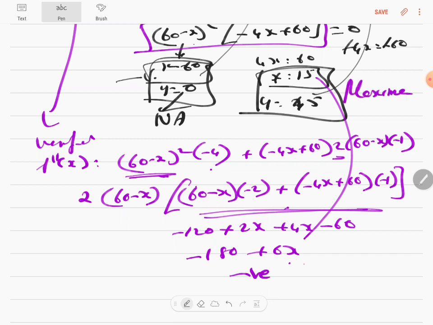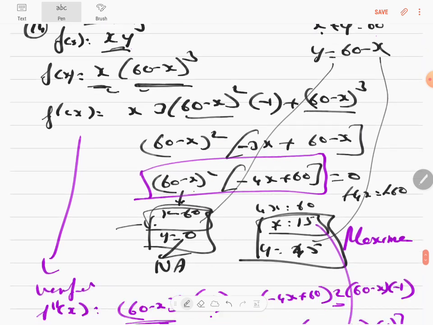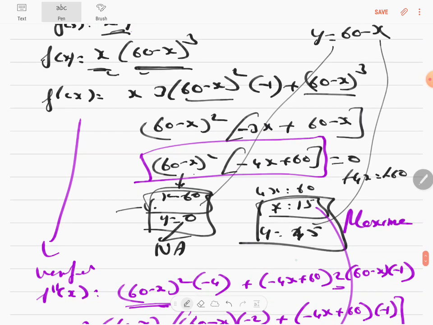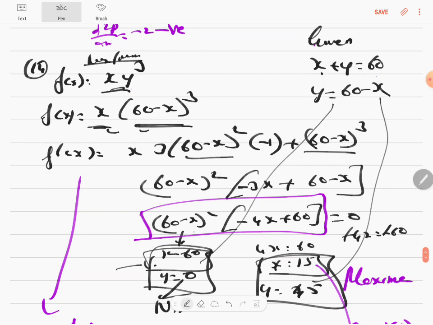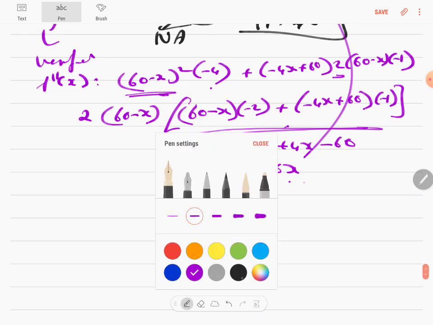Are you clear? So thus it is maxima when x is equal to 15 and y is equal to 45. Are they asking you for the answer that is maxima minima, or are they asking you the value of x and y? Value of x and y. That's all. So you don't have to substitute in the question again. So then let's go to the next sum, which is the 15th question.